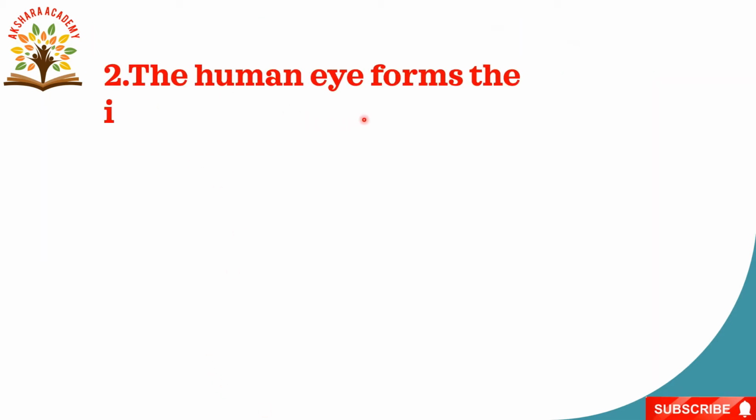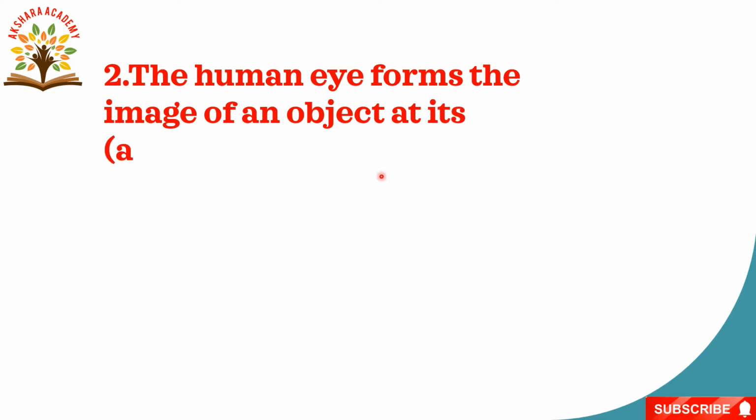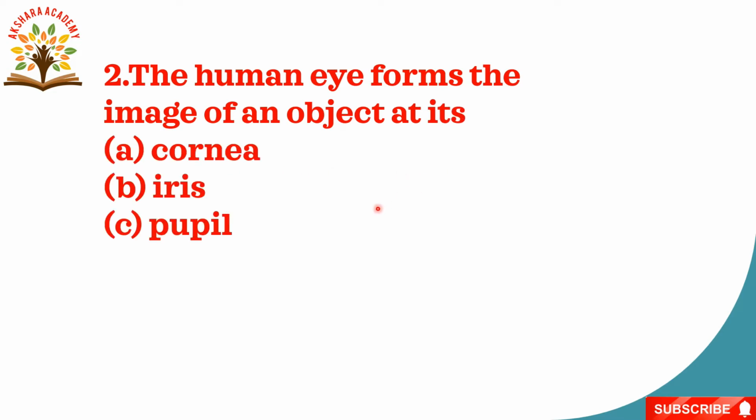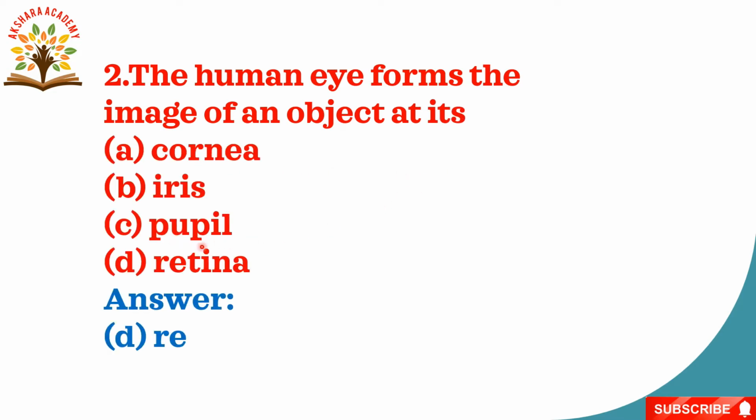The human eye forms the image of an object at its: cornea, iris, pupil, retina. The image forms on the retina. Suppose the image does not fall on the retina, then we have such defects. So the human eye forms the image of an object at its retina. Okay, next.